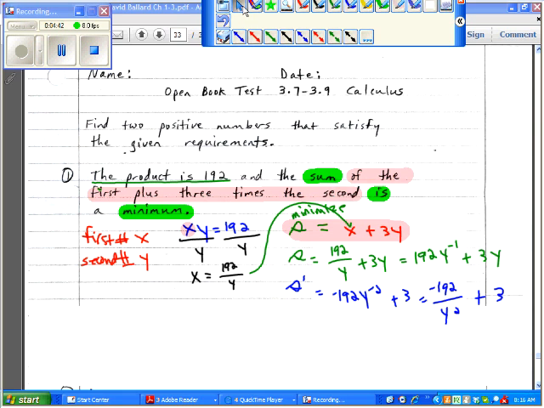Let's go ahead and take the second derivative. If we take the second derivative, then we're going to have 384 y to the negative 3.